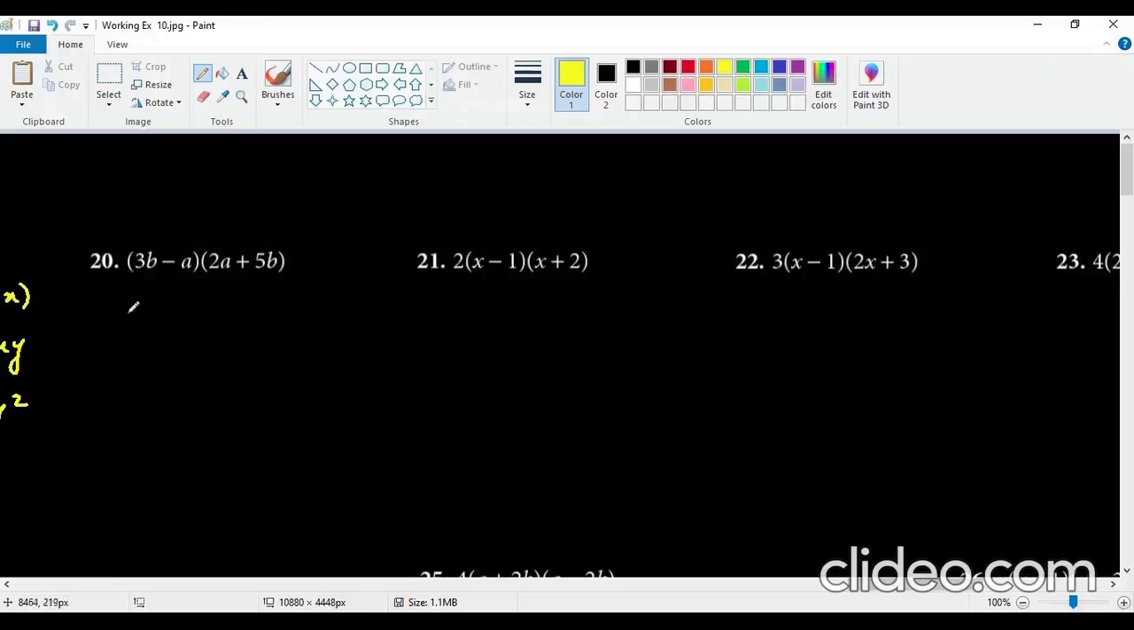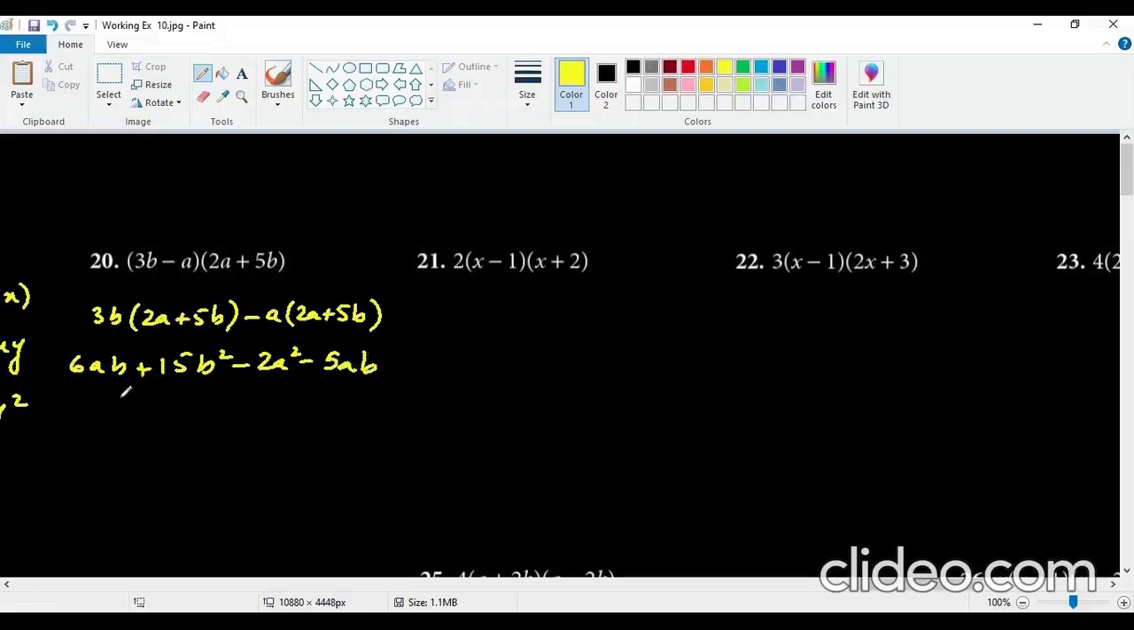In here, I will write 3b first, multiply by 2a plus 5b, and again I will multiply by minus a, the same thing. Now in here, I'm going to get 6ab plus 3 times 5 is a 15, b square, and minus 2a square, and minus plus is a minus 5ab.